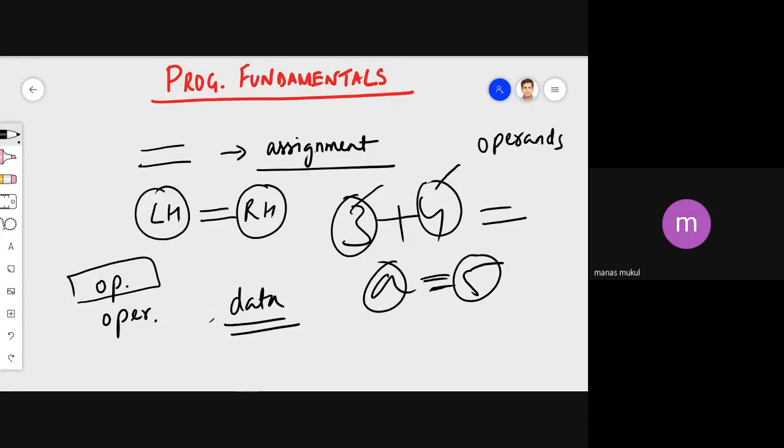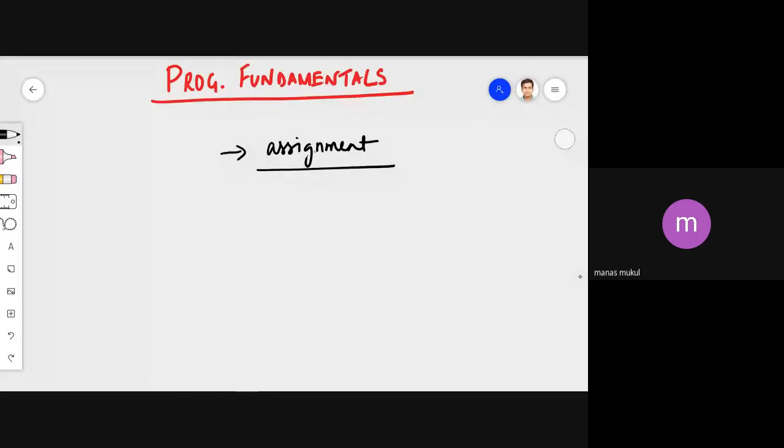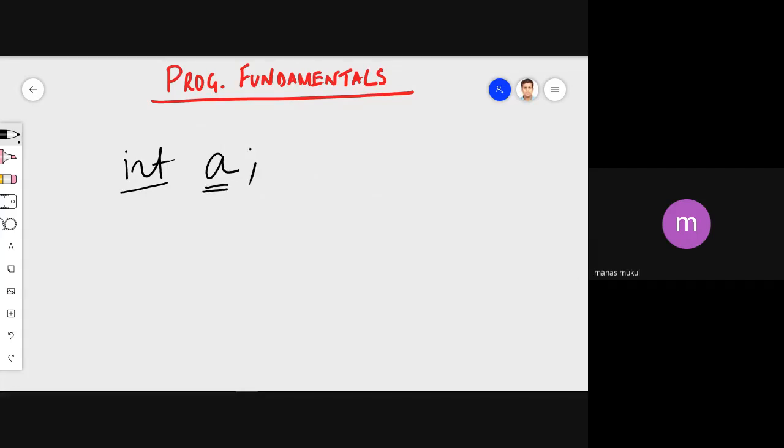Okay, let's look at an example. Although this is very simple, there would probably be someone in the class who would benefit from it. Now, when I say int a, we know that int is a data type. That means what this is specifying is that a is a container, which is of the type integer. That means this is a container which can store an integer value. That is absolutely clear, right?